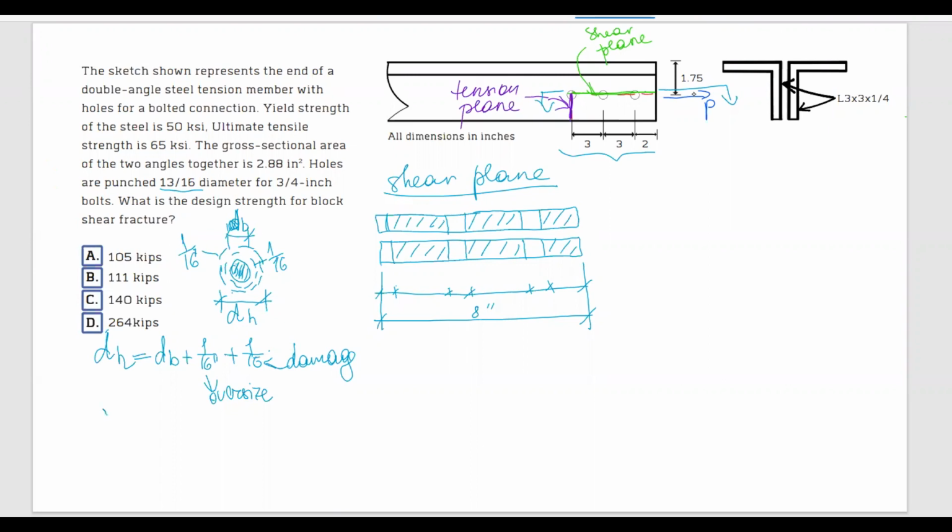When you are given in the problem the size of the punched hole, holes are punched 13/16, all you have to do is take the diameter of the punched hole and just add another 1/16 of an inch to it.